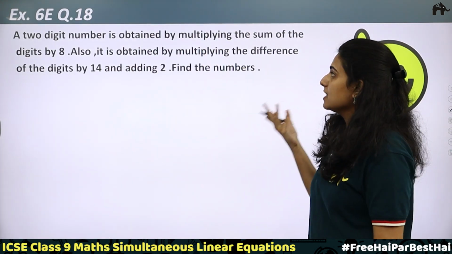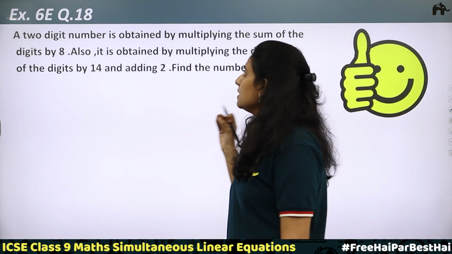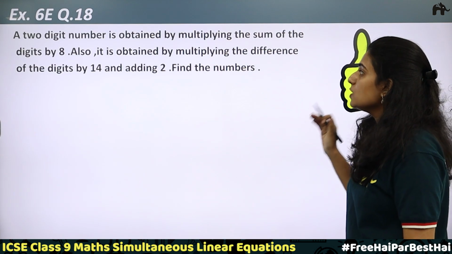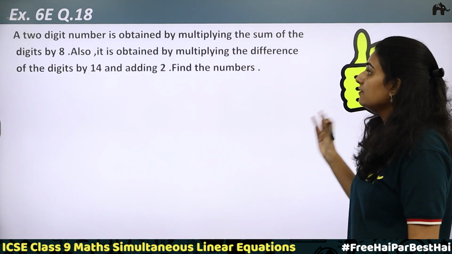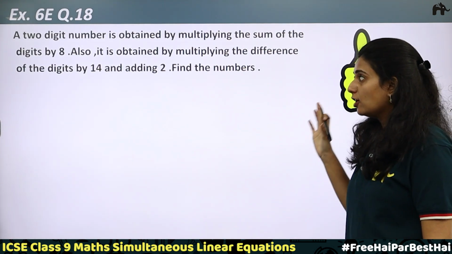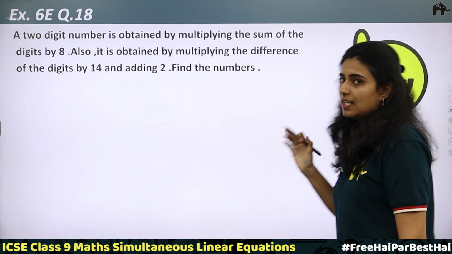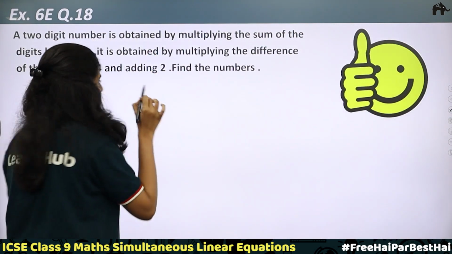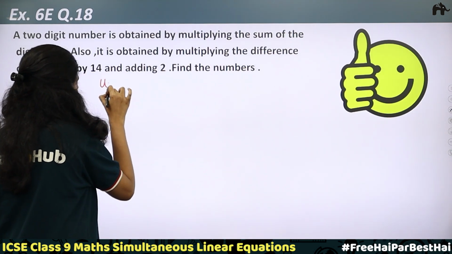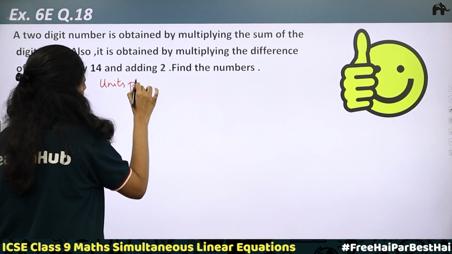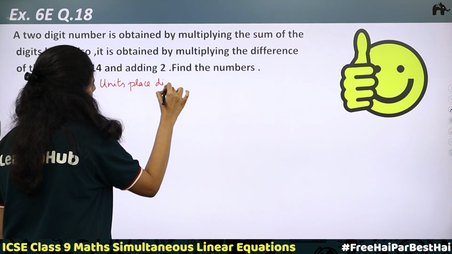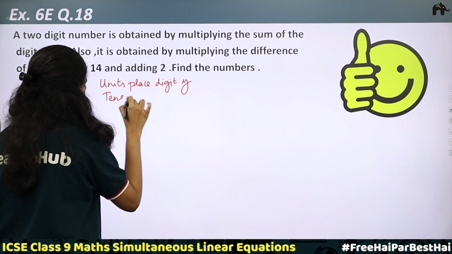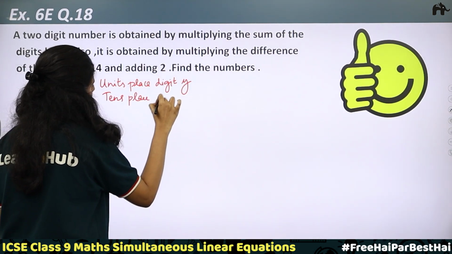Question 18 of exercise 6E. A 2-digit number is obtained by multiplying the sum of the digits by 8. Also, it is obtained by multiplying the difference of the digits by 14 and adding 2. Find the numbers. So, here, let the 2-digit number have the digits, that is the units place digit we will take as y and tens place digit as x.